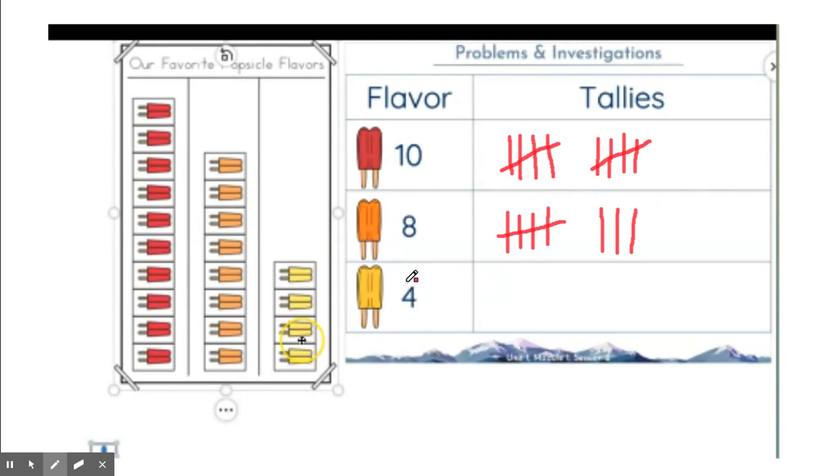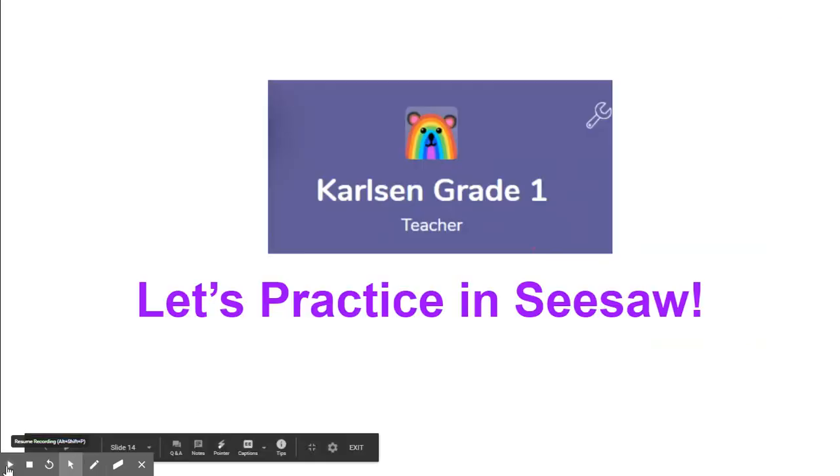Now for 4 popsicles, let's see if I have a group of 5. I don't think I do. I only count to 4. 1, 2, 3, 4. I don't have a 5th one, so I do not have a group of 5 for that one. So I've gone ahead, friends, and I've not only counted by 5s earlier, but I've also grouped these popsicles into groups of 5.